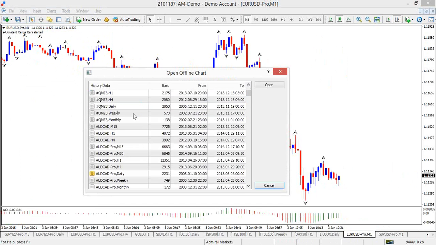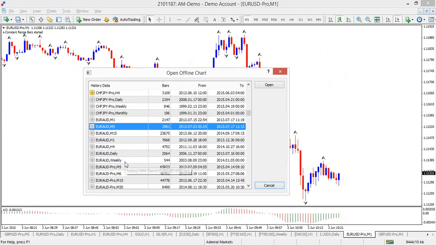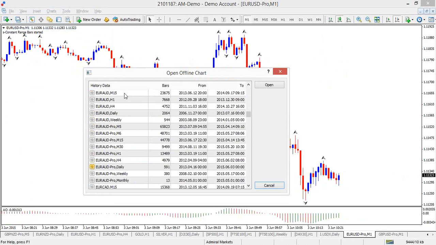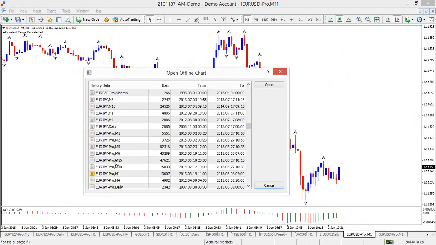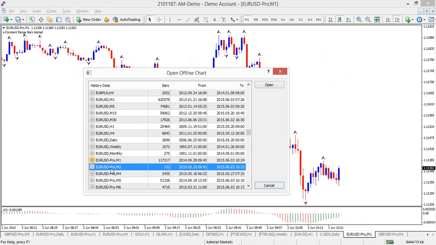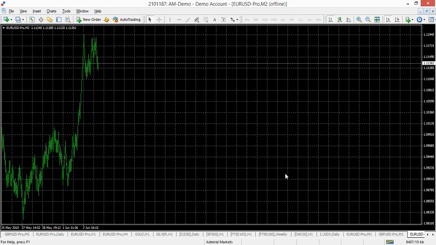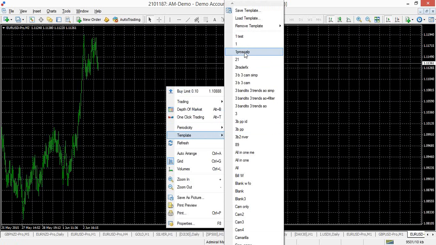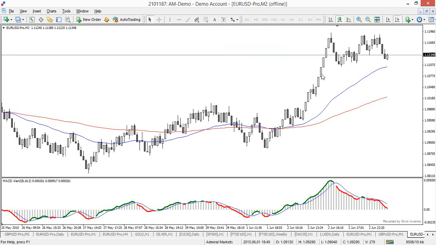Then you look for your dollar in this list. What we're looking for is something I cannot find. It's euro odd, that's why. Sorry, your dollar. We need to find your dollar and look for M2. M2. Click on open. Then apply the template. All right, there it is.